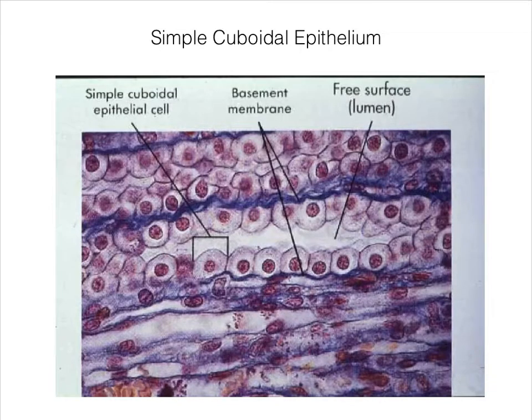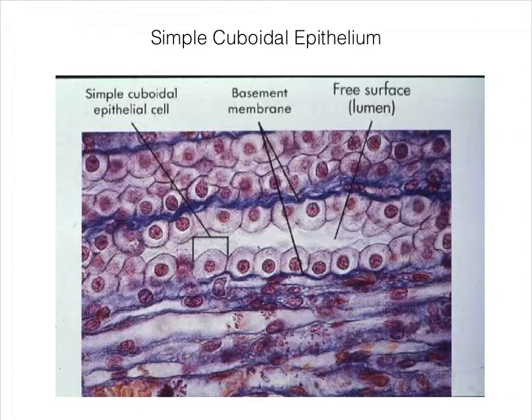So starting off, this is simple cuboidal epithelium, and there are a few ways to recognize that. First off, simple cuboidal epithelium is not typically going to be found just by itself. One of the first things you should ask yourself whenever you're looking at a tissue is, is this epithelium or not epithelium? And then you can get into what type of epithelial tissue it might be.